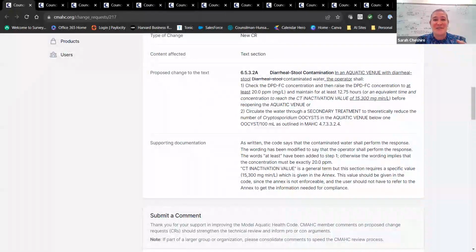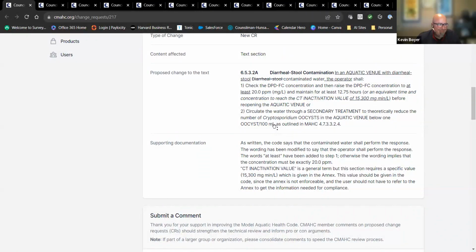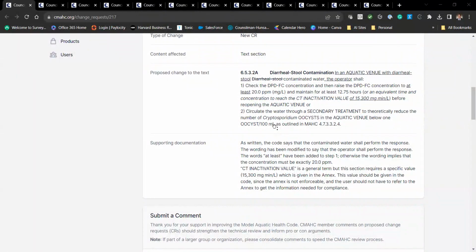And thanks for whoever's sharing their screen. I did. Perfect, thank you. And yes, if you look at the MAHC, it does say 6.5.3.2, diarrheal stool contaminated water shall check the free chlorine residual. Chlorine, yeah. It should also circulate the water through a secondary disinfection.